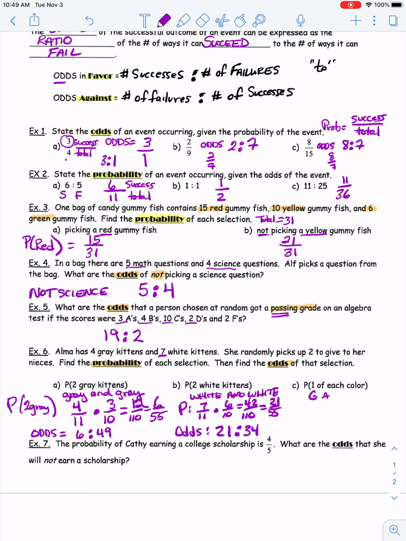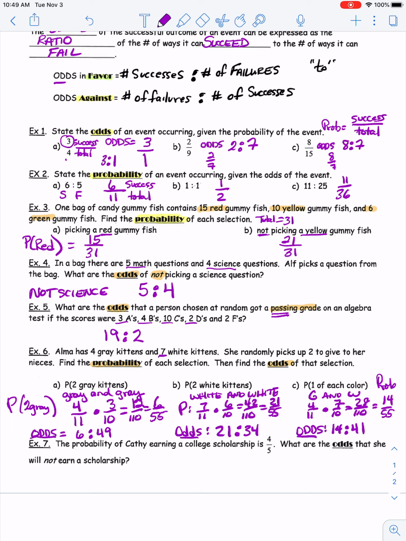And lastly, one of each. We need a gray and a white. There's 4 out of 11 gray, and then there would be 7 out of 10 ways to get the white kitten. So we're at 28 out of 110, which reduces to 14 out of 55. That's the probability. Then the odds are going to be 14 successes to 41 failures. So there are your odds going across.